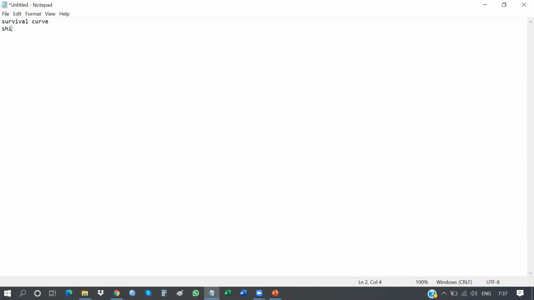tell me, if the survival curve is shifted to the left, is it more radiosensitive or less radiosensitive? Yes, good. It will be more radiosensitive.